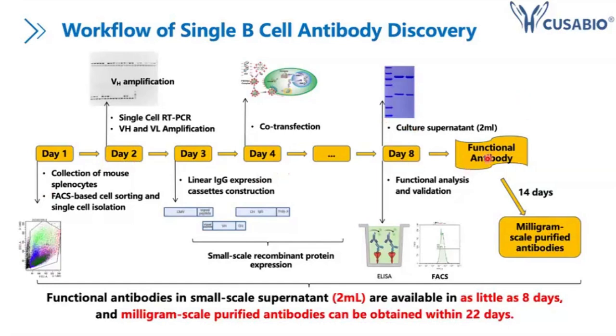Then we will need another 14 days to get the large amount of purified antibodies. So this is the whole workflow. You see that compared to the Hybridoma, the process can be pretty short. It's not even 1 month, just 22 days, and you will get large-scale purified antibodies.